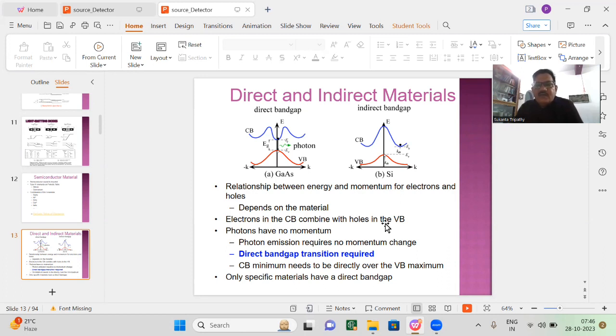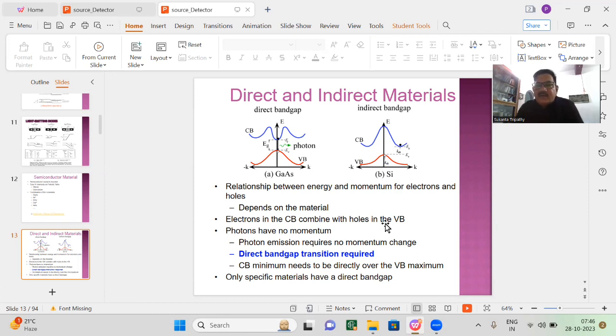So the transition will not take place as simply as in the case of a direct band gap semiconductor. It needs some extra particles called phonons for this transition. Therefore, this transition is somewhat difficult. In other words, electron hole pair creation is somewhat more difficult in an indirect band gap semiconductor than in a direct band gap semiconductor.